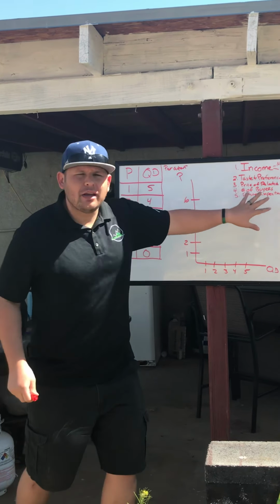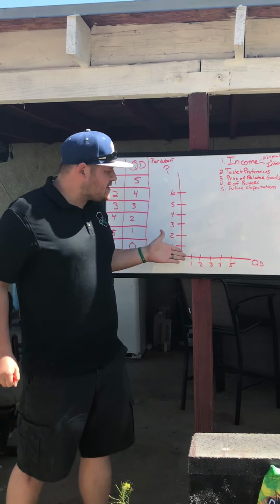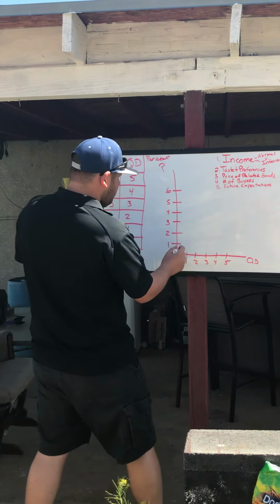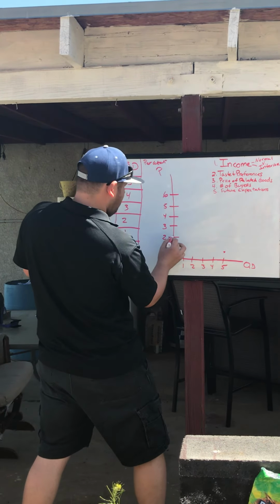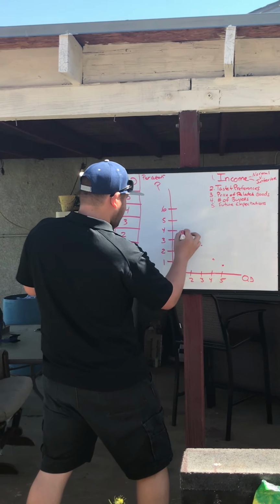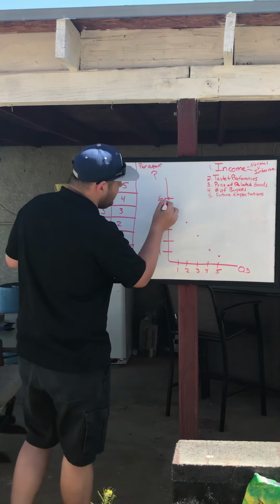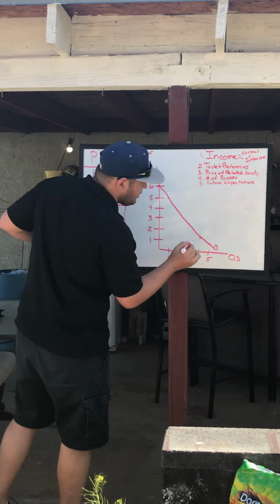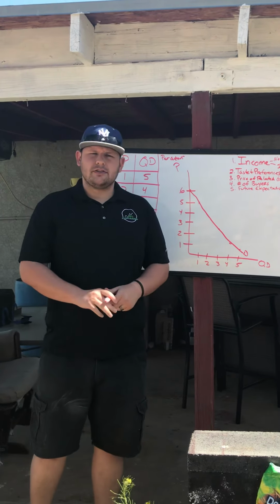And then over here we can go ahead and we can graph it out. Remember, on your y-axis is always price, x-axis is always quantity demanded. Right? At price of $1, we want 5. At $2, we want 4. At $3, we want 3. At $4, we want 2. At $5, 1. And at 6, we want none. If we graph this out, you will see this is the demand line, and it is downward sloping.